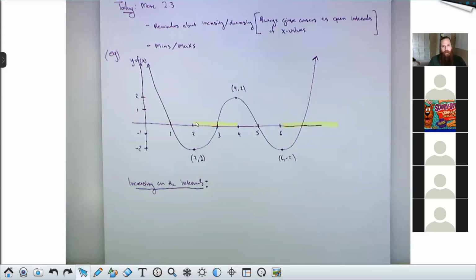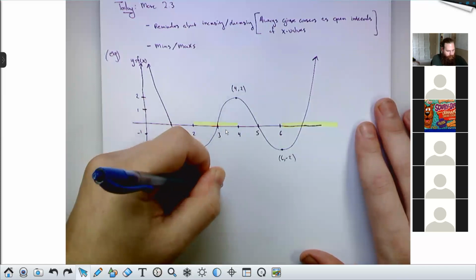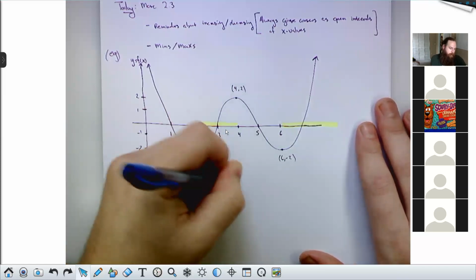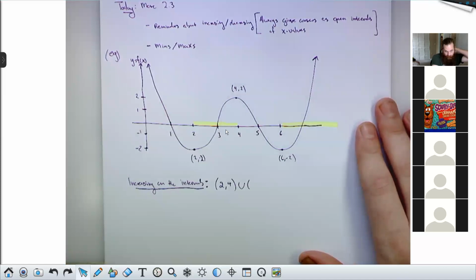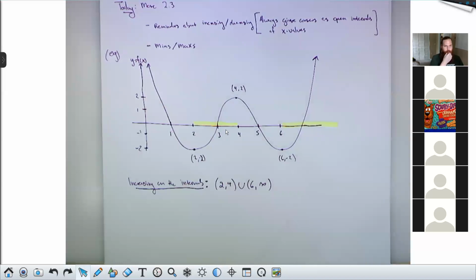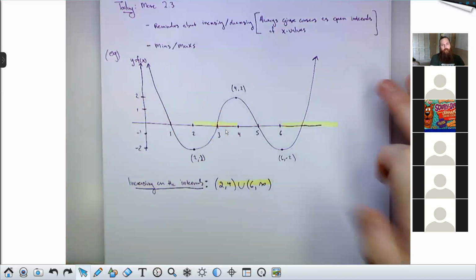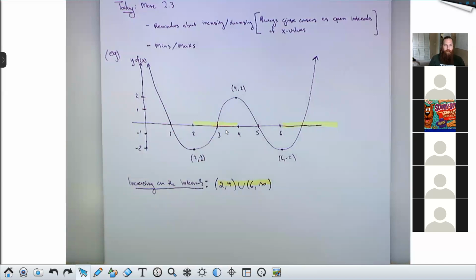Yeah, so we're definitely increasing everywhere on this interval, right? The 3, we don't turn around and stop increasing for a second or anything like that. The x-intercept has no bearing on whether I'm increasing or decreasing. So we're increasing on the interval from 2 to 4. And if I wanted to write the whole thing in interval notation, I would say union with 6 to infinity. The important thing is that we don't get sidetracked by the y values. That's the most common mistake.